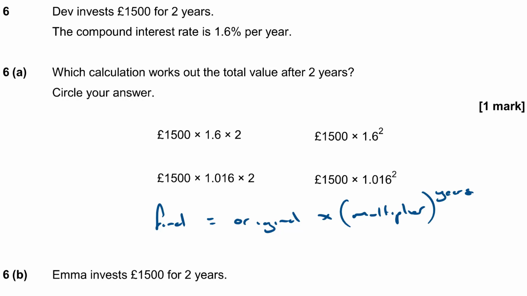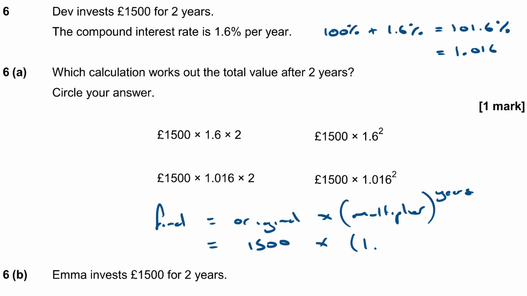So in this case we're working out the final. The original value was £1,500. The multiplier is going to be, well, if you've got 100% and you add on 1.6%, then you've got 101.6%, which as a multiplier is 1.016. So it's going to be 1.016 to the power of the number of years, and the number of years is 2. So which one is that? It's that one there.